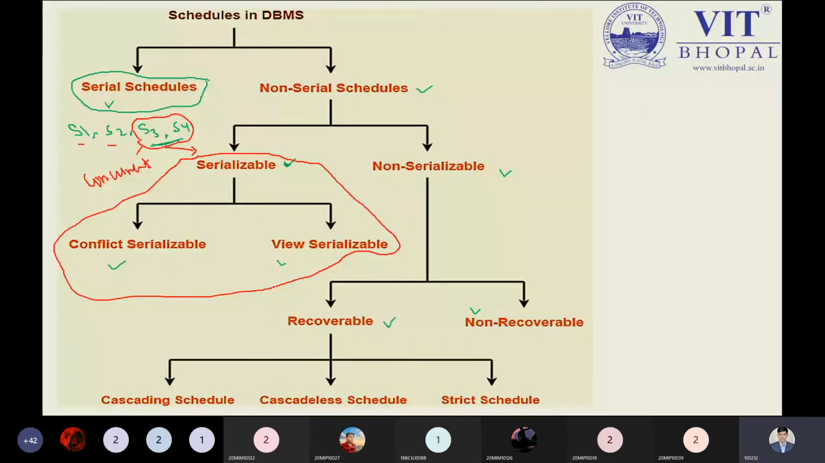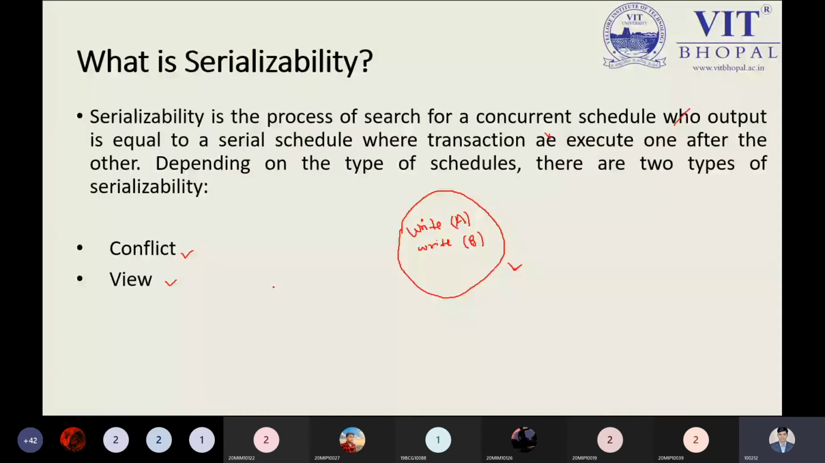We have seen serial schedules through the concurrent and serial schedules. Now let us understand this point step by step. What is serializability? Serializability is the process of the search for a concurrent schedule. Now here we have a term. I'm speaking once again, I already told you. In the serializability, we have to focus on the concurrent schedule. That is the point you have to keep in mind.